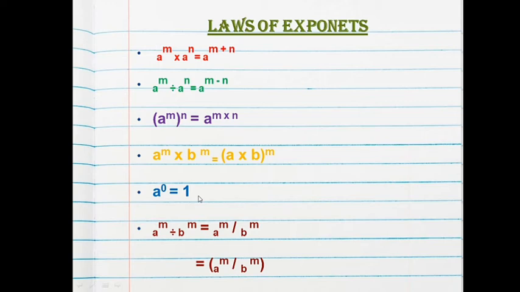So here what is given? a raised to the power m divided by b raised to the power m, we can write it in this form also, which is nothing but a raised to the power m divided by b raised to the power m, and here we can write it as a divided by b in the bracket and whole raised to the power m. So here I am going to write it.